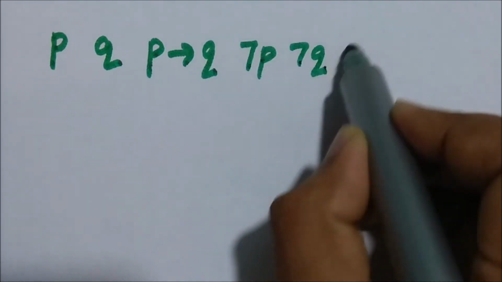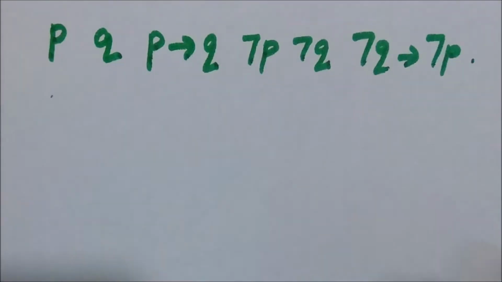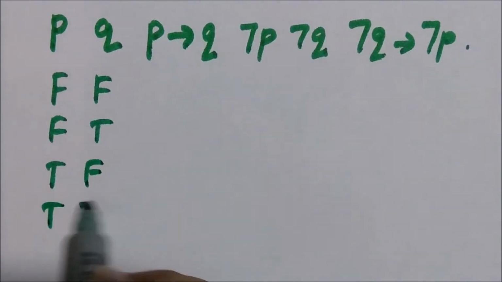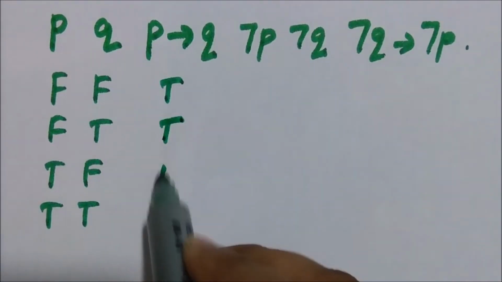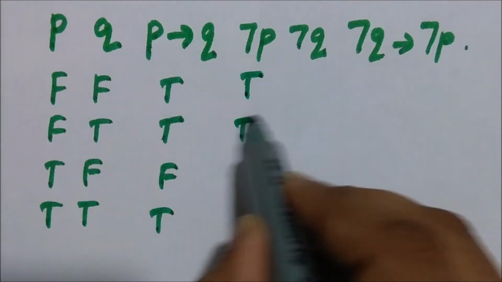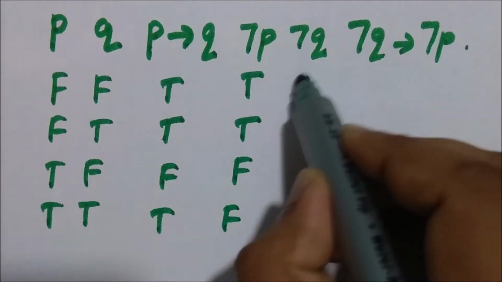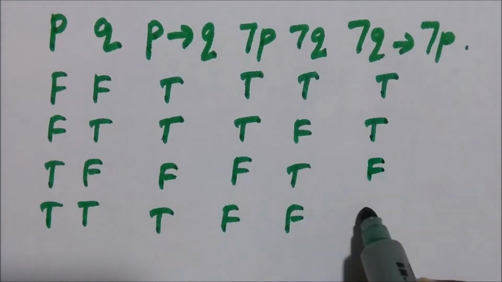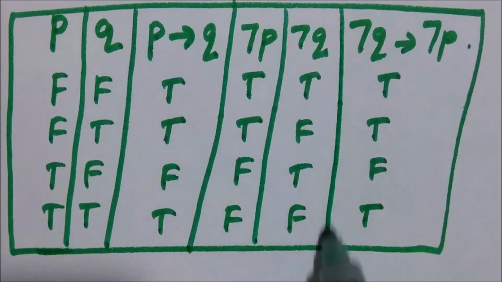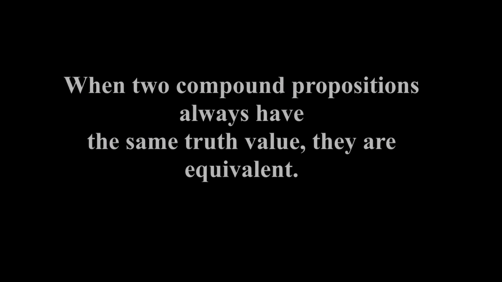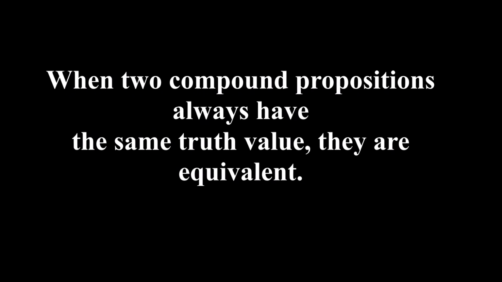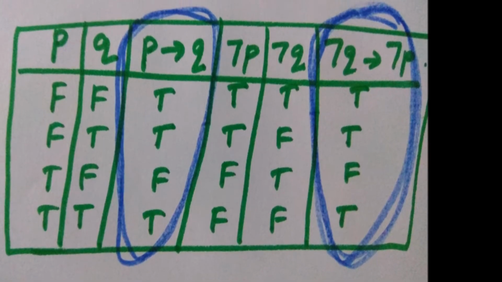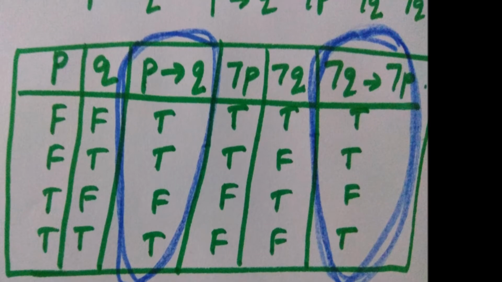We can check it out using the truth table. We can draw the truth table for P implies Q and not Q implies not P. And we can see that for every possible value of P and Q, both P implies Q and not Q implies not P have the same truth value. When two compound propositions always have the same truth value, we call them equivalent. So a conditional statement and its contrapositive are equivalent.